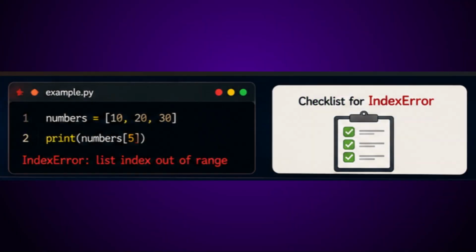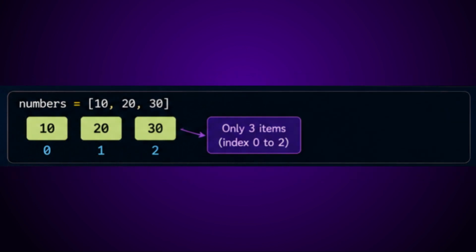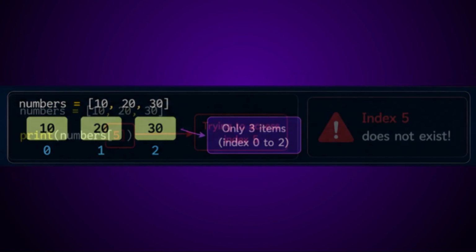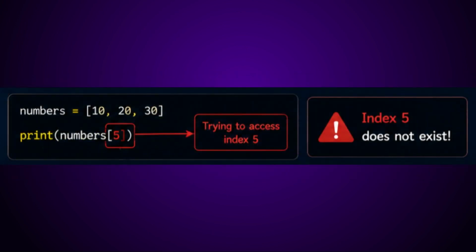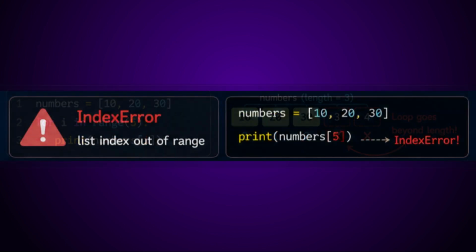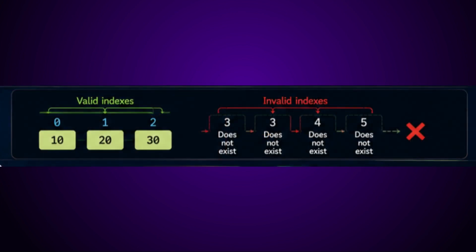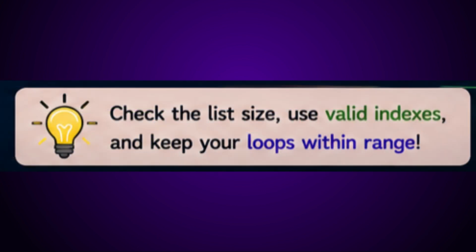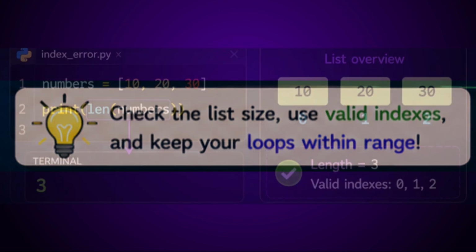Whenever you see index error, check these things. How many items are in the list? Which index are you trying to access? Is your loop going beyond the list length? Most index errors are caused by accessing a position that does not exist.